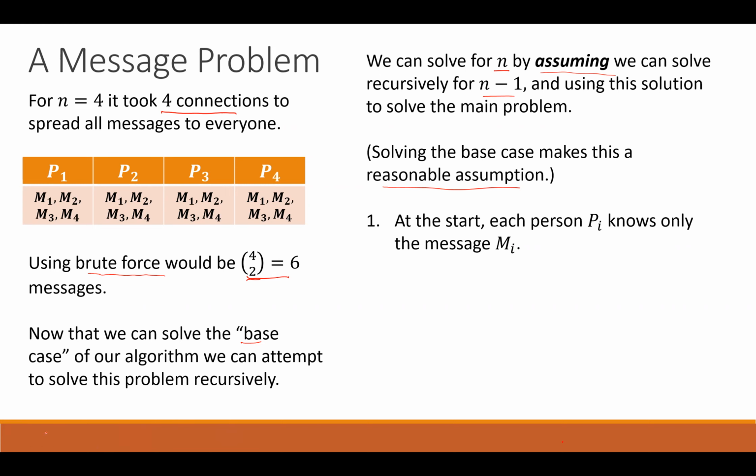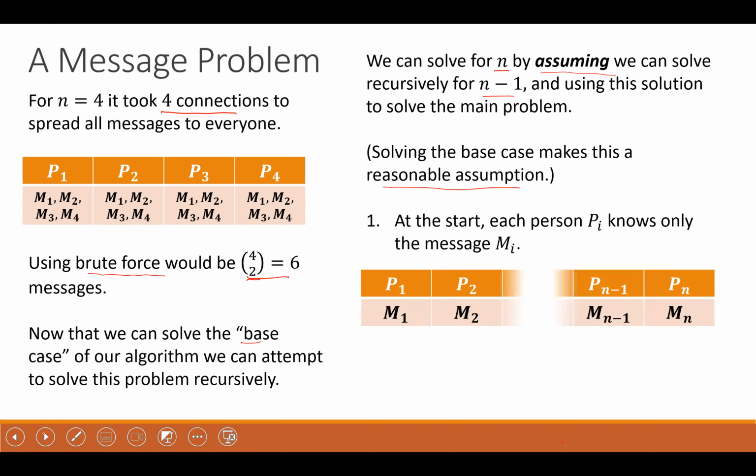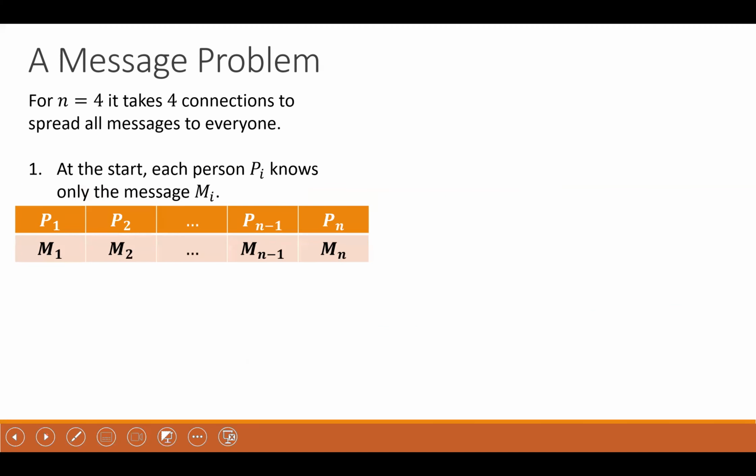So, all right, here's our problem at the start. In general, I have n people. Each person has 1 message that they know. And at the end, I want everybody to know every message. So my first step is I'm going to have the last 2 people connect. So they're going to share this message, and we'll talk about in a second why we did that.